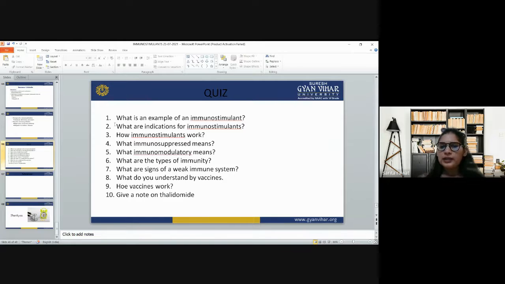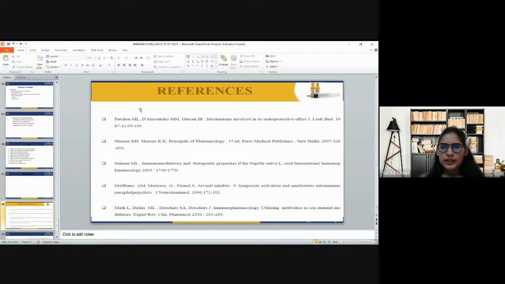Then how do immunostimulants work? What does immunosuppressed mean? What does immunomodulatory mean? What are the types of immunity? What are the signs of a weak immune system? What do you understand by vaccines, and how do vaccines work? And give a note on thalidomide. You can easily answer these questions. We have already covered these questions, so you can easily answer them.